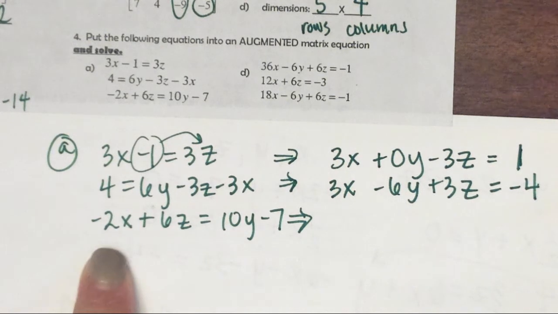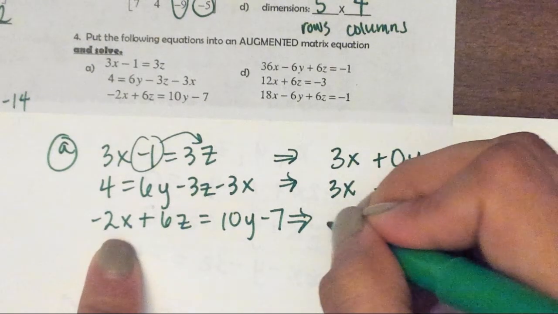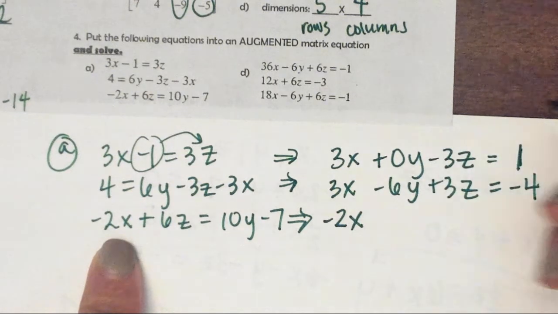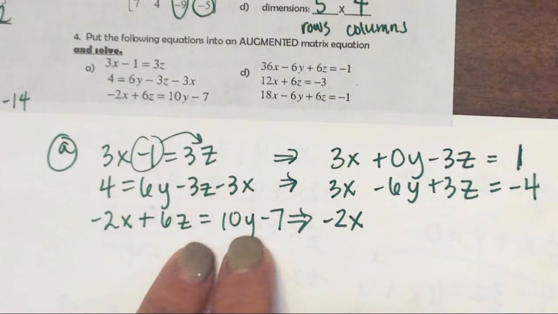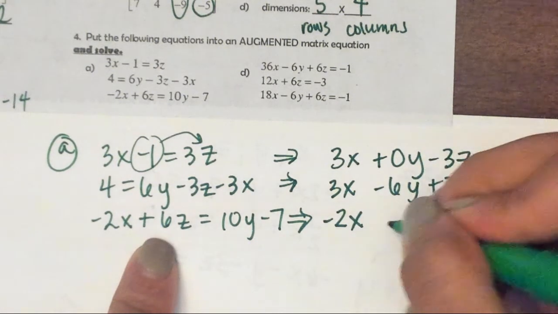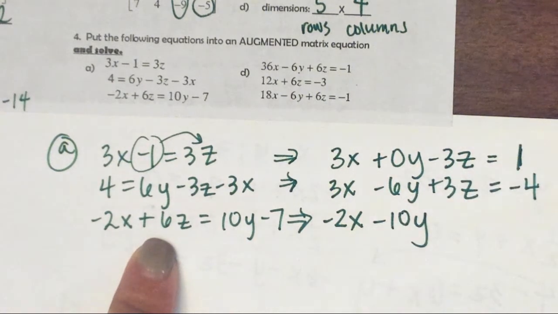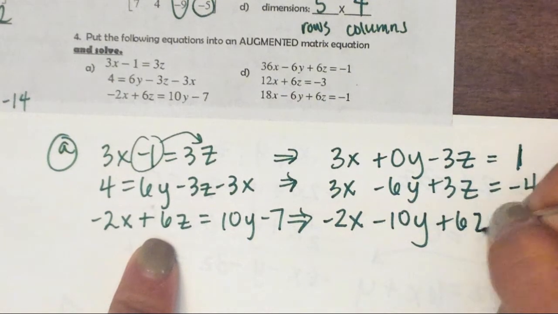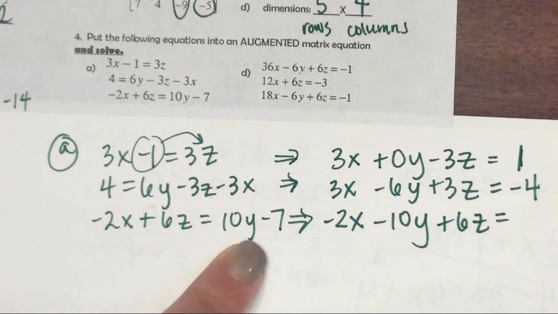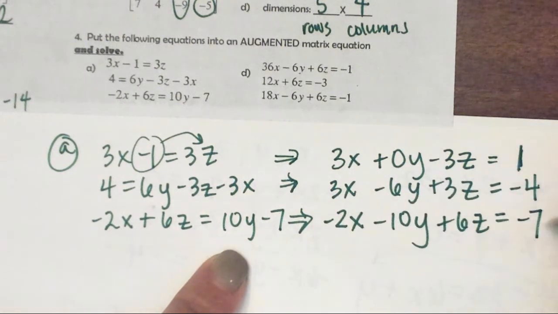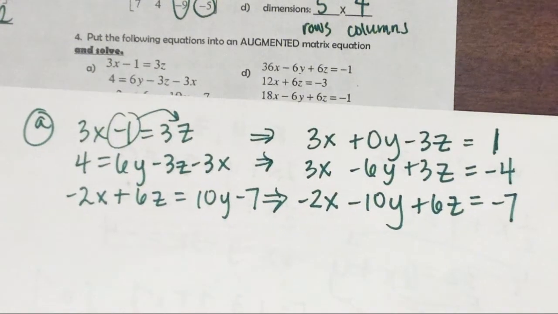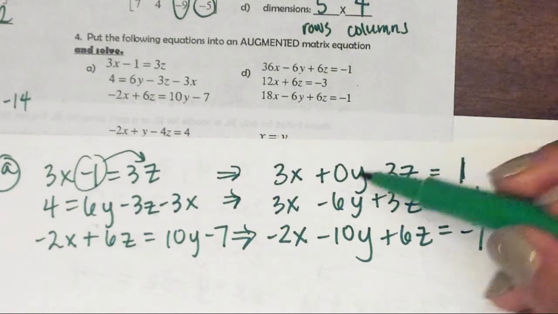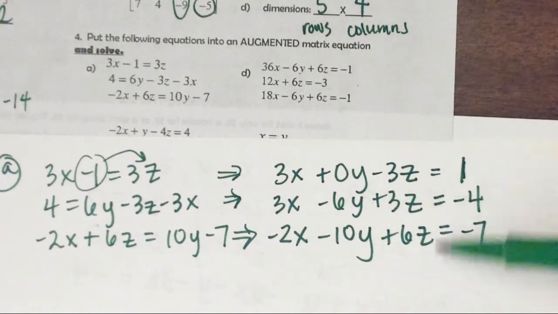Alright, last equation. The negative 2x is already on the left, so we're good. The 10y, I need to move this over, so I'm going to subtract 10y, and then plus 6z. The only thing left is your negative 7. So there you go. Now we have everything in nice standard form. All my x's line up, all my y's line up, all my z's line up.